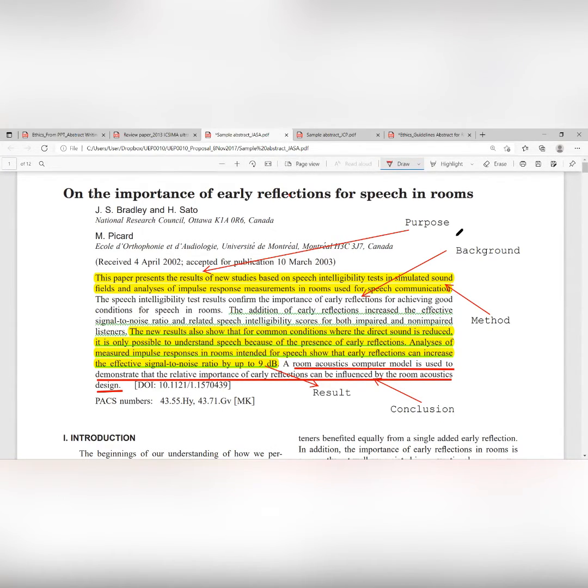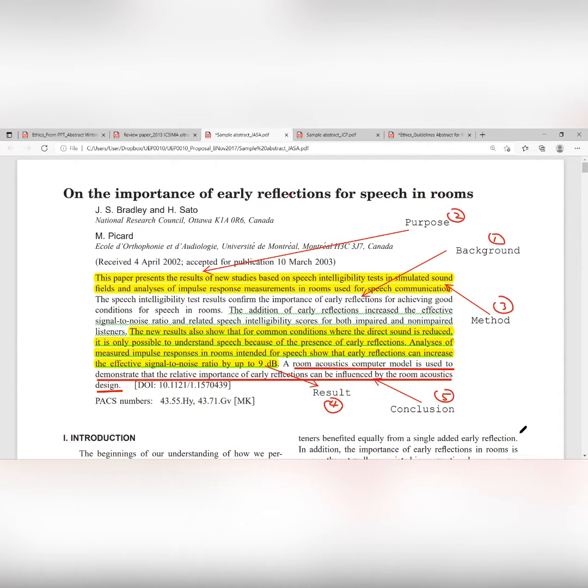The first one is the background. Number 2 is the purpose. Number 3 is the method. Number 4 is the result. And number 5 is the conclusion. However, if you look at how the items are presented, this paper doesn't follow the sequence 1, 2, 3, 4, and 5.